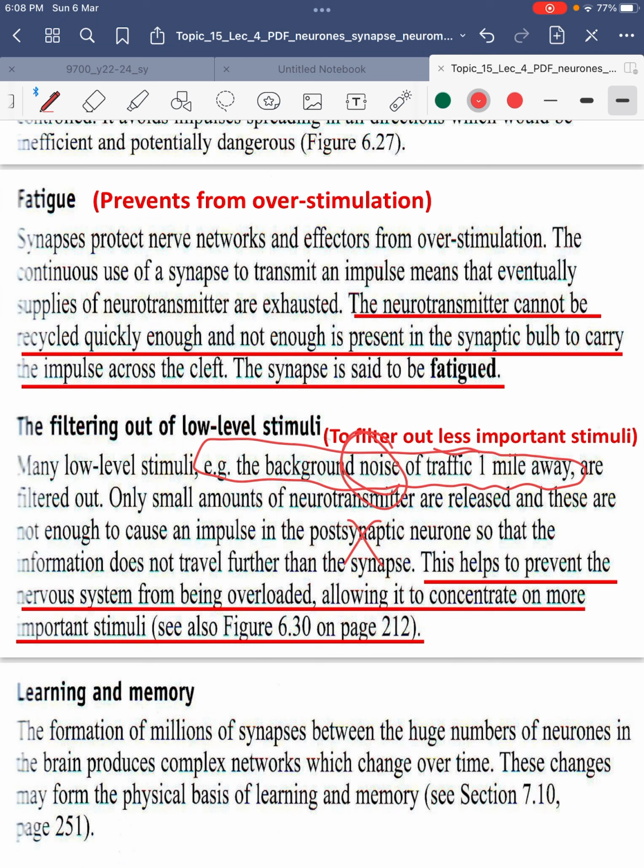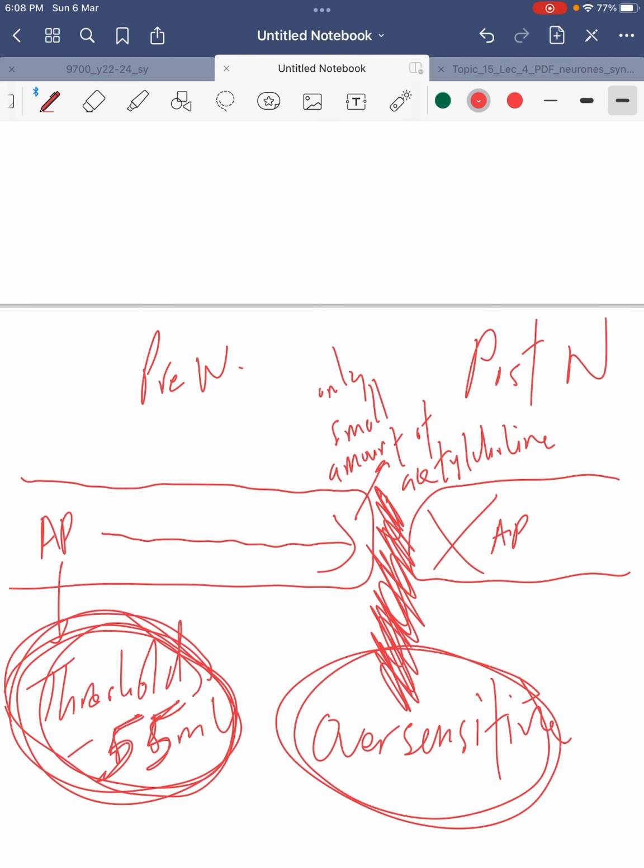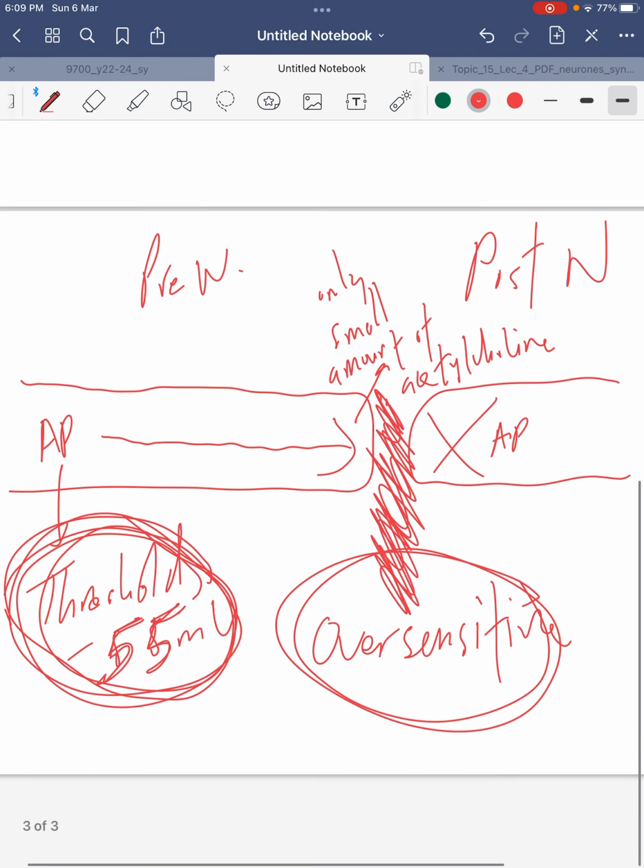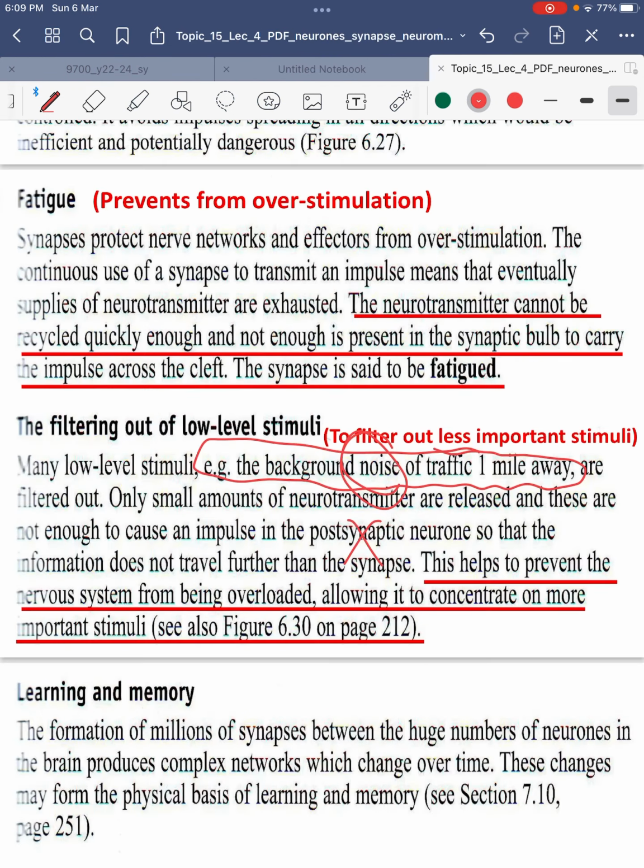And so that is good. The presence of the synapse will prevent that. That means you will only be responding to important stimuli or high intensity stimuli, at least medium-sized stimuli, up to, of course, a high level of stimuli. Okay, so that's another role of the synapse.